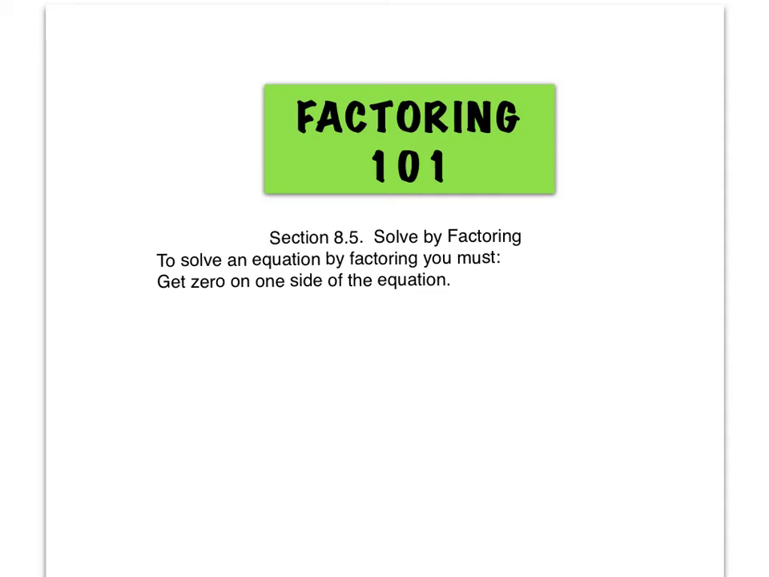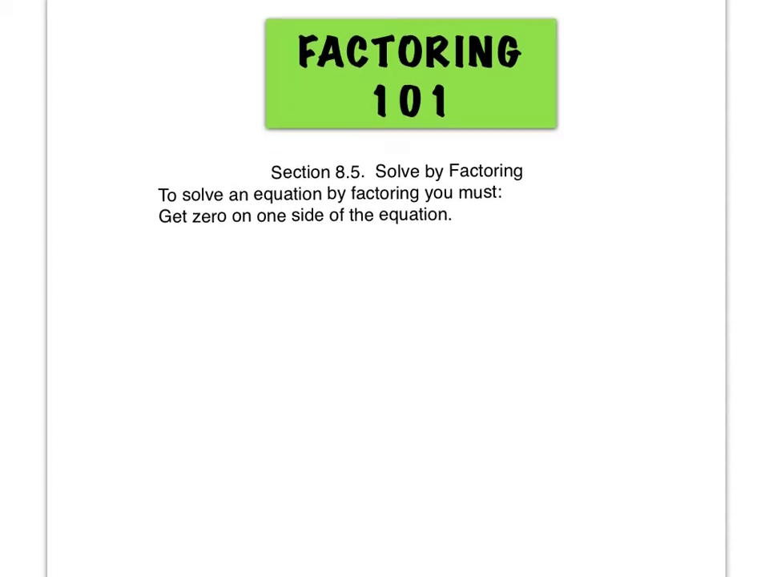To solve an equation by factoring, the first thing that you have to do is fix your equation so that it has 0 on one side. Now, typically this just means moving a term, or maybe two, to the other side of the equation. So let's check out what this might look like.